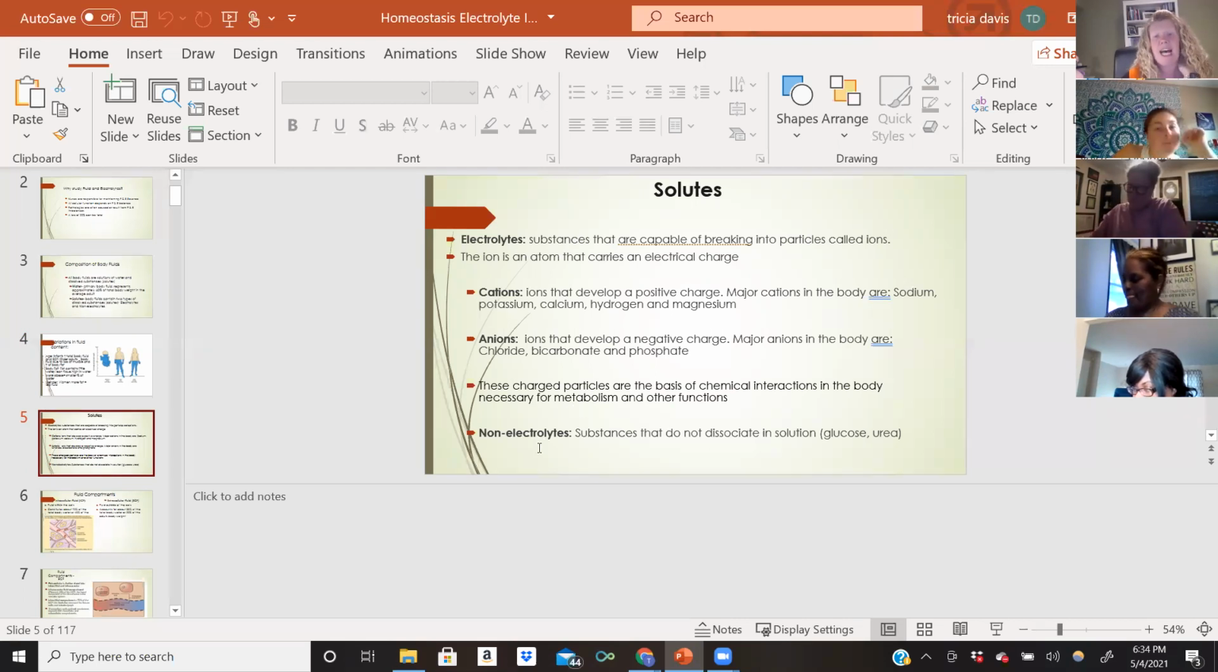We also have non-electrolyte solutions, and these are substances that do not dissociate in a solution. An example of that would be glucose or urea.